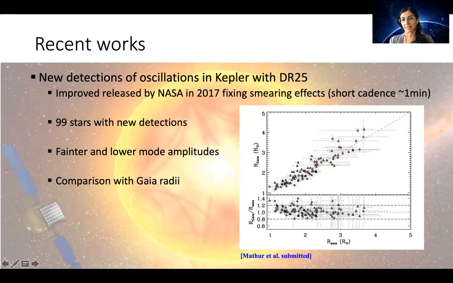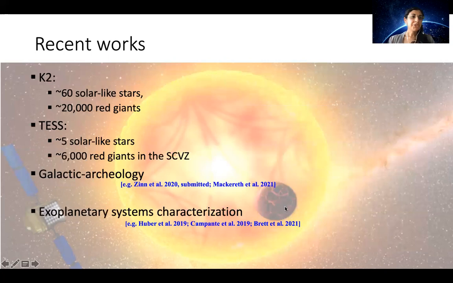While you can see that there seems to be a little trend, they agree within 20%, but there is a little trend with the evolutionary state of the star. In addition to this, I've been working on analyzing K2 data, where we had new detection of solar-like oscillations for 60 stars, also all the red giants observed during all the campaigns of K2. And now I'm also working on TESS data. And all of this has an application either for galactic archaeology or the characterization of exoplanetary systems.